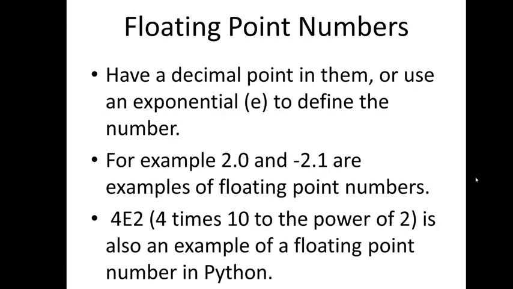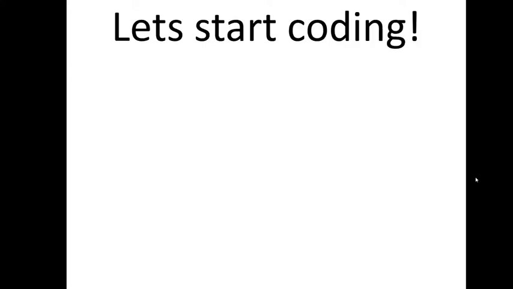And floating point numbers is the other number type we're going to be concerned with right now. So floating point numbers have a decimal point in them, or they can use an exponential e to define the number. So for example, 2.0 and -2.1 are examples of floating point numbers. Also 4e2, either capital E or lowercase e, is an example of a floating point number in Python. And all that means is 4 times 10 to the power of 2. We'll mainly focus on those 2.0 and 2.1 type of floating point numbers, the ones with decimal points in them.